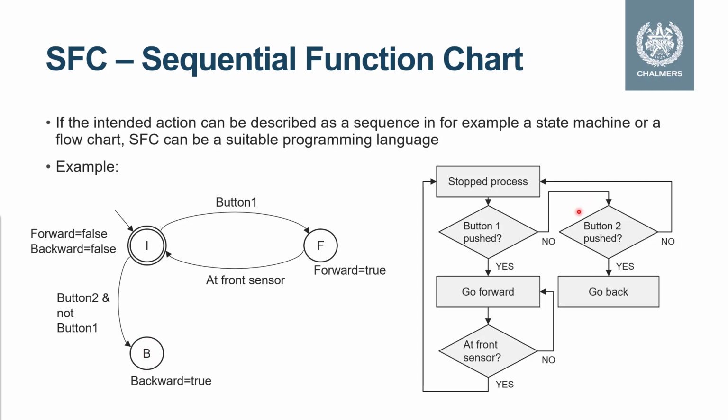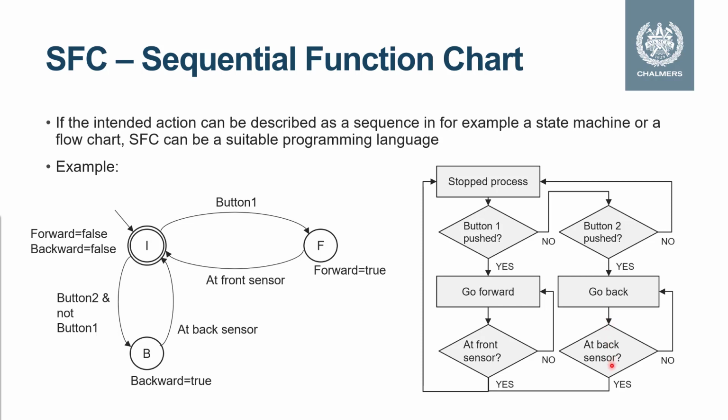And in the flow chart, if button 1 is not pushed, then it checks, is button 2 pushed? If no, just remain stopped. If yes, start going back. And the process should continue going back until it's at the back sensor. Then it goes back to the stop process, and we can see the same thing in the state machine here.